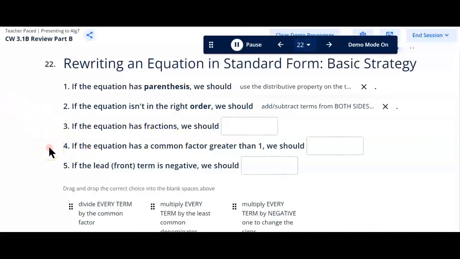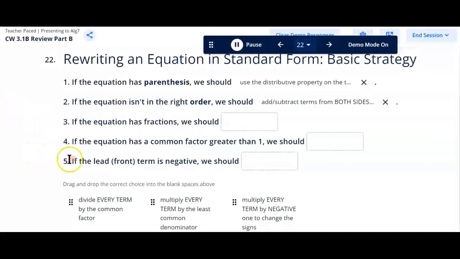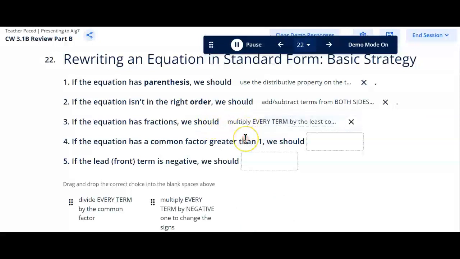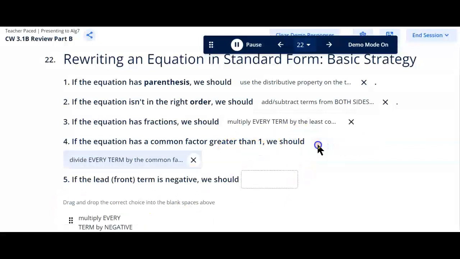Number 3, if the equation has fractions, Elena, what is our strategy? Multiply every term by the least common denominator. Multiply by the least common denominator. Number 4, if the equation has a common factor greater than 1, then we would do what, Ella? Divide every term by the common factor. We divide by the common factor. Generally speaking, we're going to do either 3 or 4. So either we have fractions and we're multiplying by the least common denominator, or we have a common factor and we're dividing by the common factor.